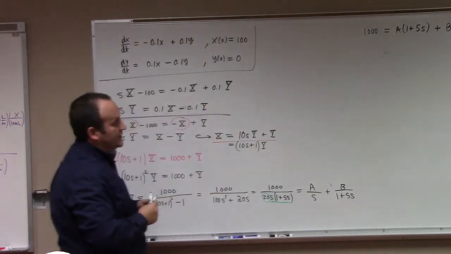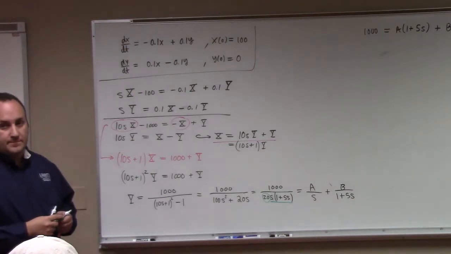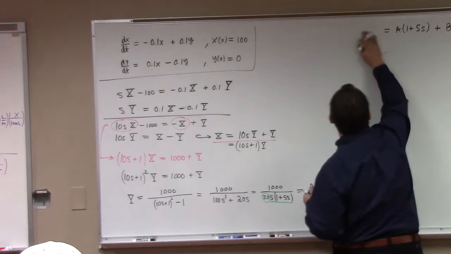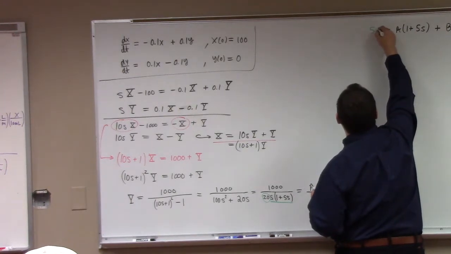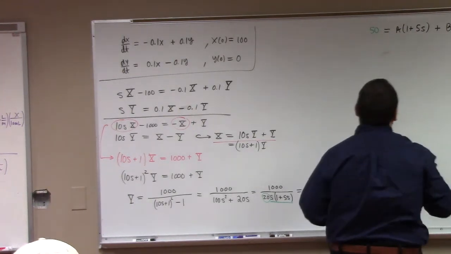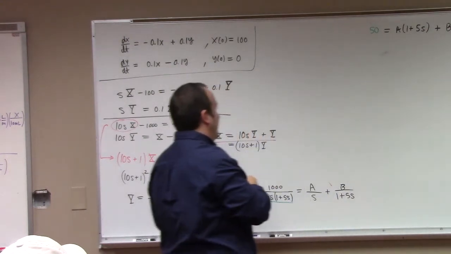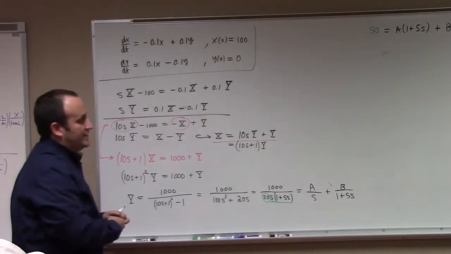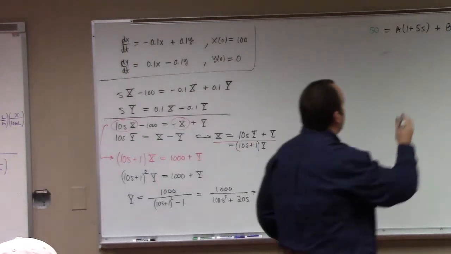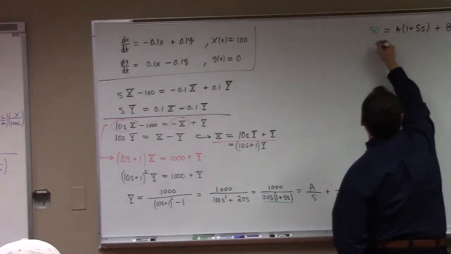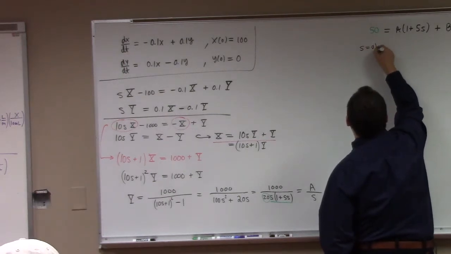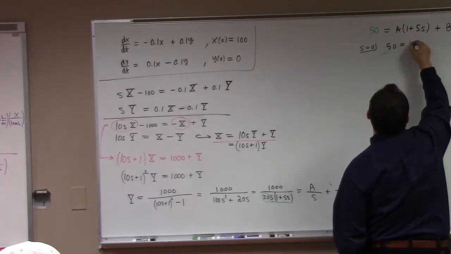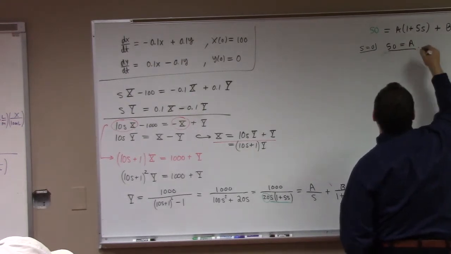What's 1,000 over 20? I heard a 50. I heard a 5. I'm going to go with a 50. Maybe the 5. The 5 was a 50 in progress, I think. So, all right, there you go. 50 is equal to that. And so what's A and B? Well, may I suggest we put s equals 0, which will give us 50 equals A. Aha. Well, apparently A is 50.